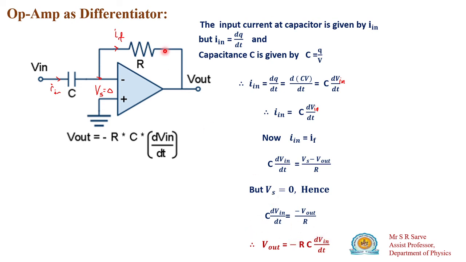So hence it is known as a differentiator. Okay, so this is the operational amplifier. Remember that in differentiator we connect capacitor in input and resistance at the feedback.